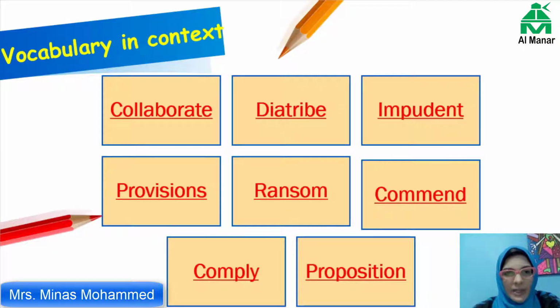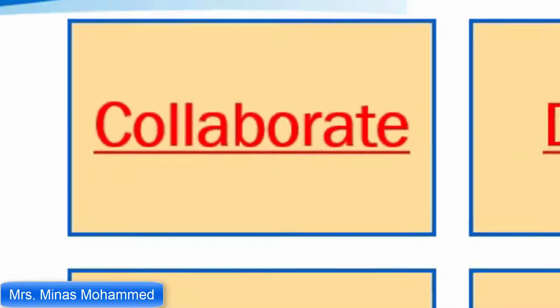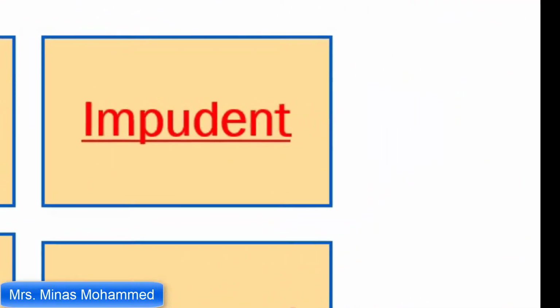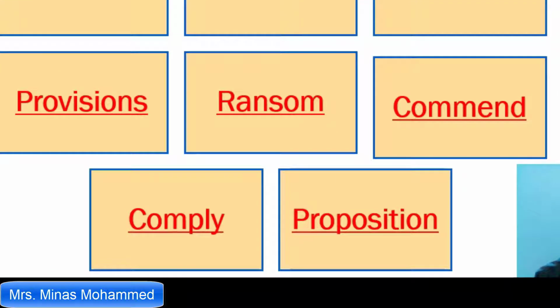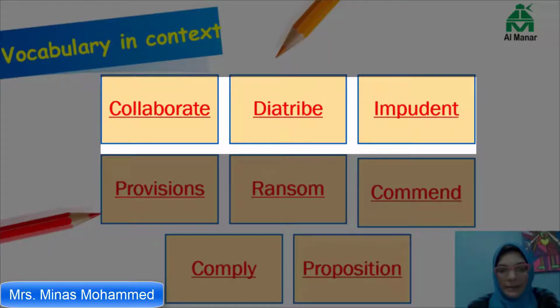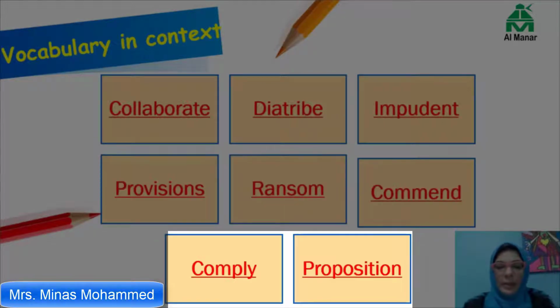So let's take a look at today's vocabulary words. As you can see here in the boxes, we have 8 vocabulary words in today's story. The first one is collaborate. The second one is diatribe, impudent, provisions, ransom, commend, comply, and proposition. One more time. Collaborate, diatribe, impudent, provisions, ransom, commend, comply, and proposition.